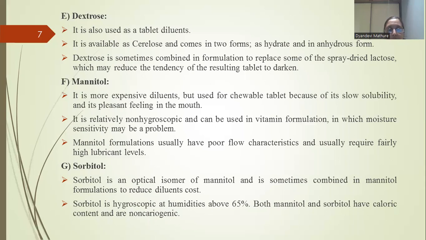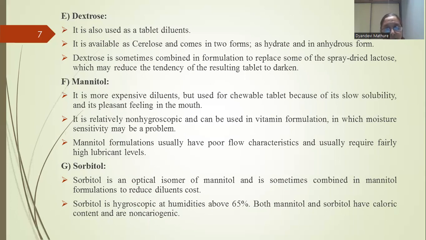Then the next diluent is mannitol. Just now we said that mannitol is a more expensive diluent. So instead of mannitol, you can use starch. But for chewable tablets, because of its low solubility and pleasant feeling in the mouth, it is expensive, no doubt, but in case of chewable tablets, we need mannitol because of its pleasant feeling in the mouth as well as its slow solubility. It is non-hygroscopic and can be used in vitamin formulations in which moisture sensitivity may be a problem.